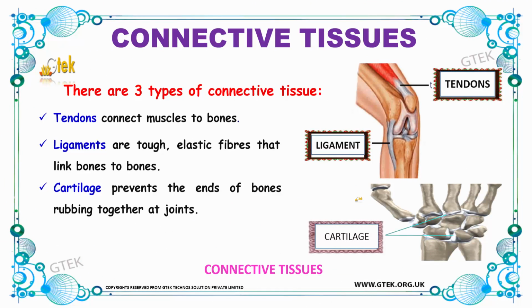Next we have the connective tissues. There are three types of connective tissues: tendons, ligaments, and cartilage. Your tendons are used for connecting your muscles to your bones, whereas your ligaments are tough elastic fibers that link bones to bones. Your cartilage prevents the ends of the bone from rubbing together at joints.